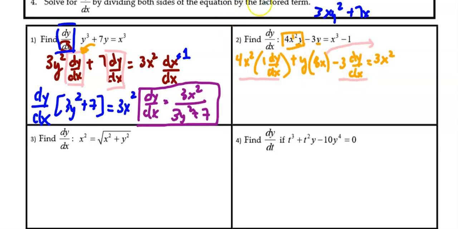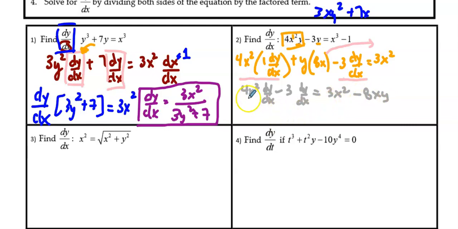You're going to get some really crazy answers, and that's totally fine. So I'm going to go ahead and do 4x squared dy/dx minus 3 dy/dx. And then on the other side, I'm going to do 3x squared, and I'm going to subtract 8xy. And again, it does not matter that there's x's and y's in combination over here.